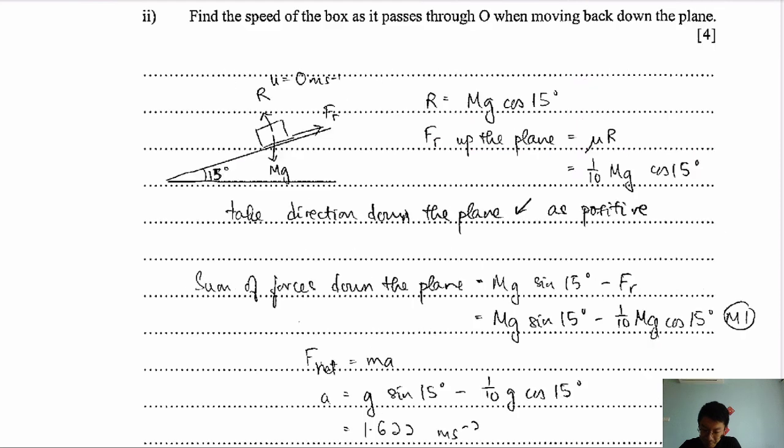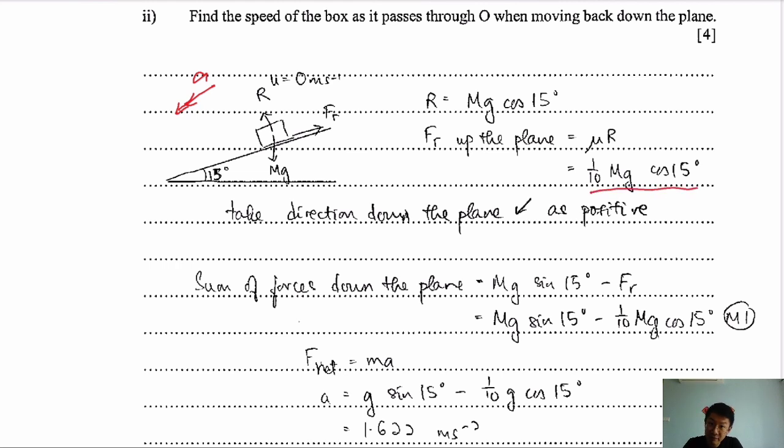Next, find the speed of the box as it passes through O when moving back down the plane. Now the box will move down the plane, so it is good for us to always label what we have for the a. For this one, the frictional force is still the same. We have mu R, so the mu R remains unchanged.